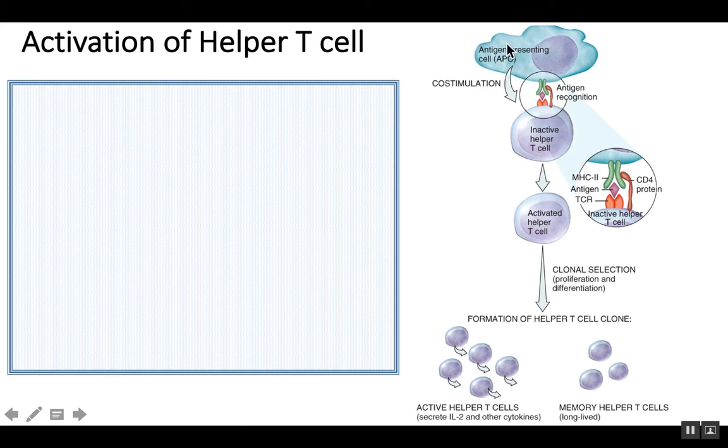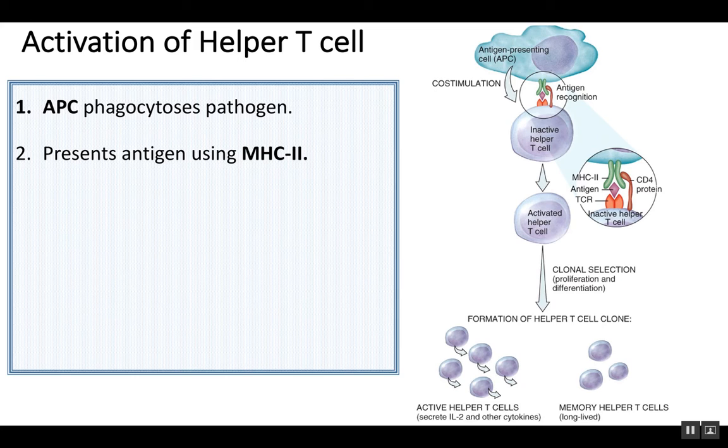We have an APC. This is an antigen-presenting cell, like a macrophage. That antigen-presenting cell phagocytosed some pathogen. All right, could be a virus, could be a bacterium. It phagocytosed it, it processed it into little pieces, and it presented the antigen using MHC2. MHC2, you can see, is this green structure, this green protein. The purple protein is the antigen. That's the piece or fragment of the pathogen.